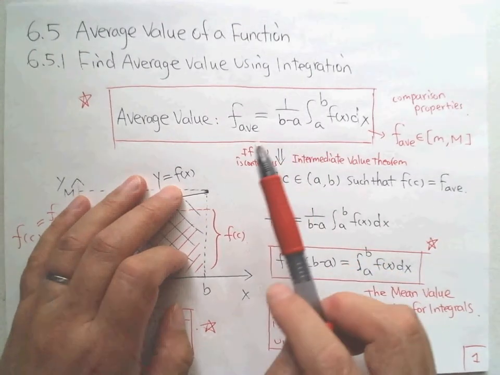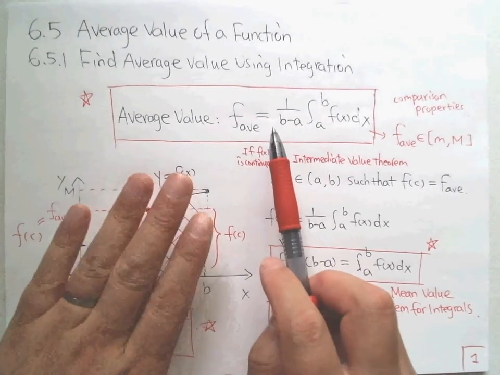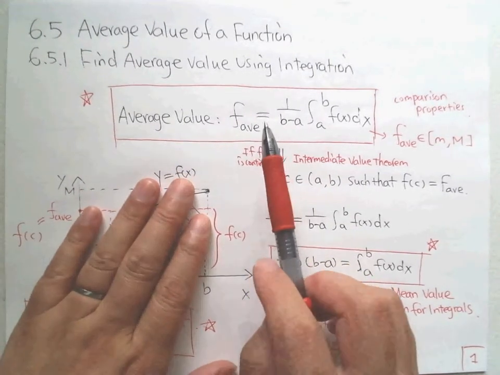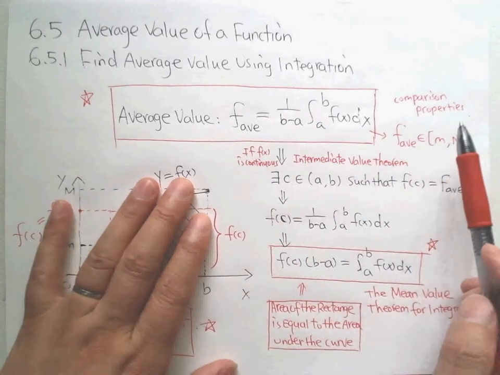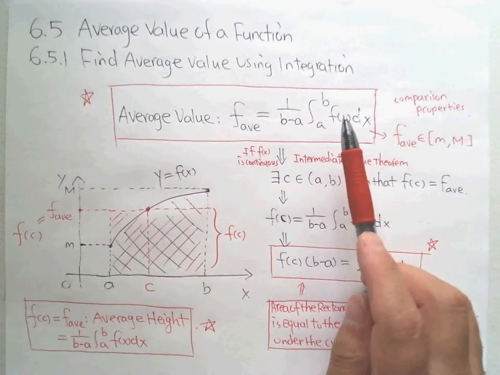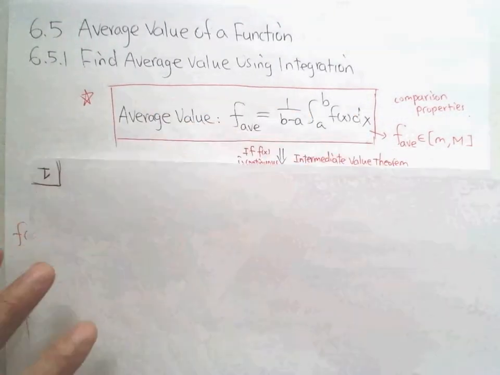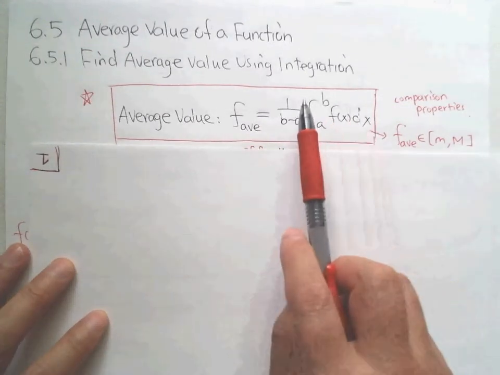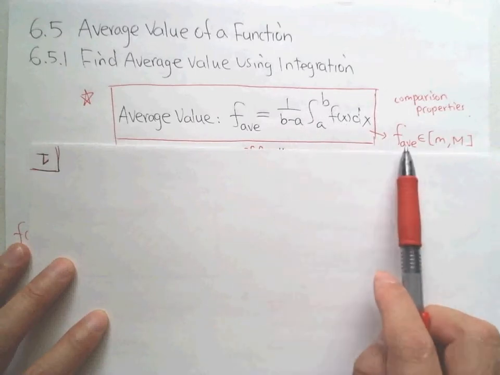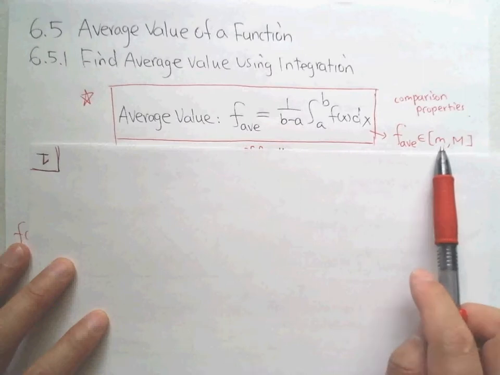Later, I'm going to draw a graph. Okay, the graph is here. I'm going to show you what this definition means. Please follow step by step. If I give you this definition, what does this number mean? First, look at it. This number should be between the minimal value of f and the maximal value of f.